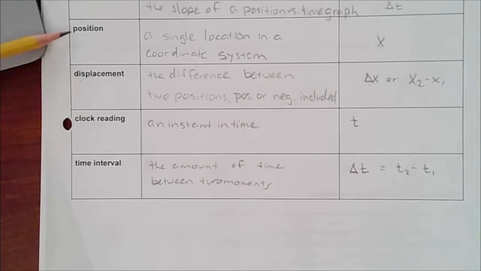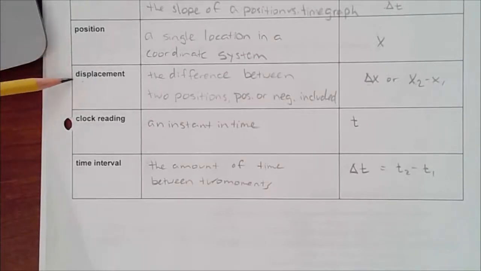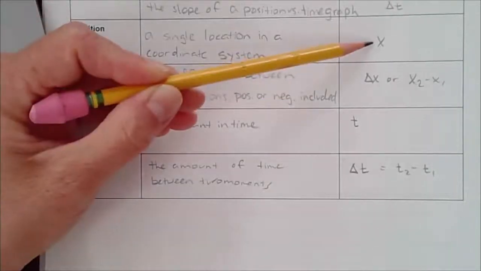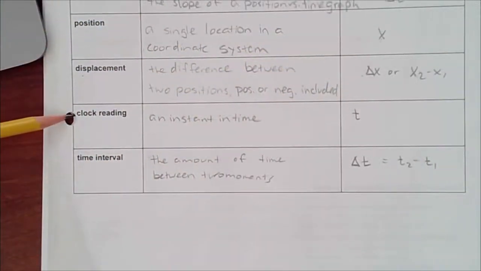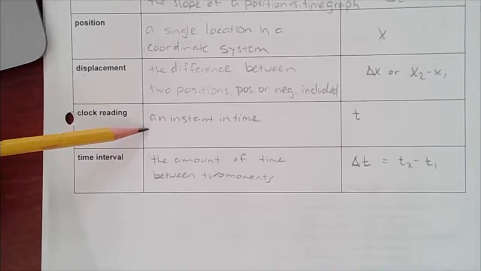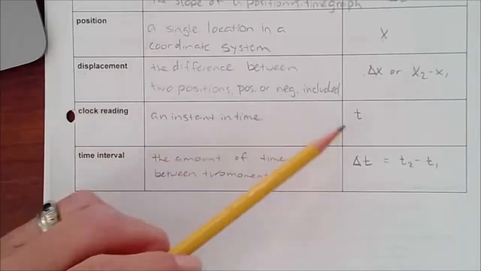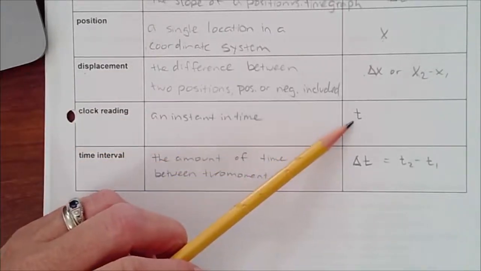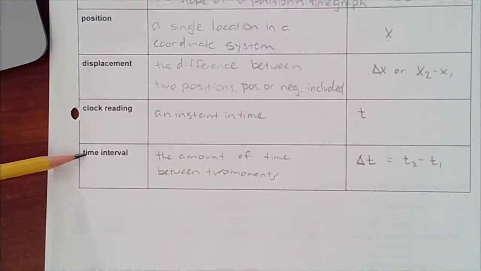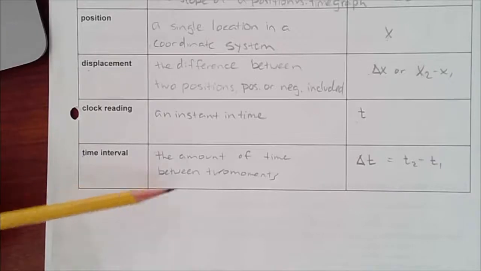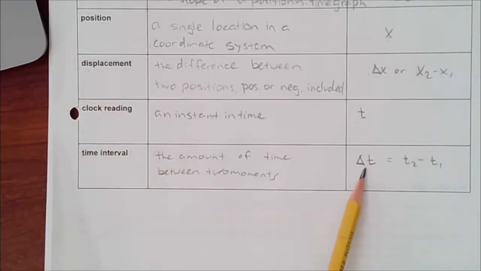Now, just like position and displacement are partners, so are clock reading and time interval. Clock reading is just a moment in time. It's what time it says on the clock. We use the letter t to represent it. Often that's measured in seconds. Time interval, on the other hand, or change in time, is the amount of time between two moments on the clock. Change in time: final time minus initial time.